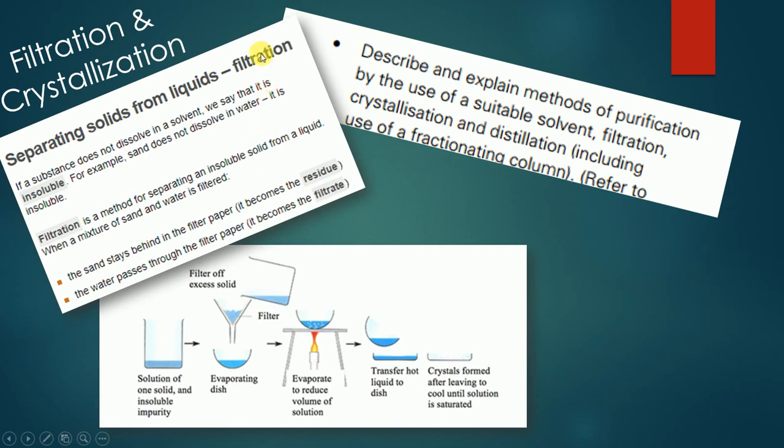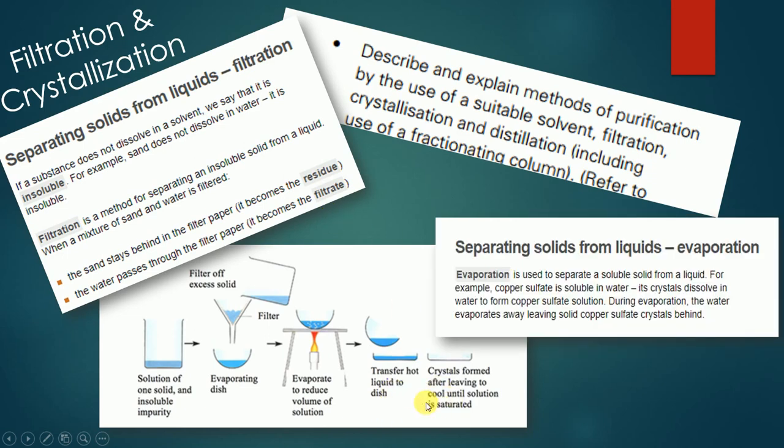As I said about filtration, you should know the terms residue and filtrate. And when I'm talking about evaporation and crystallization, it is used to separate soluble solids from a liquid. Examples are given, like copper sulfate, which is soluble in water, so it can be separated by crystallization. Evaporation always leads to crystallization. It will start from evaporation when we heat it.